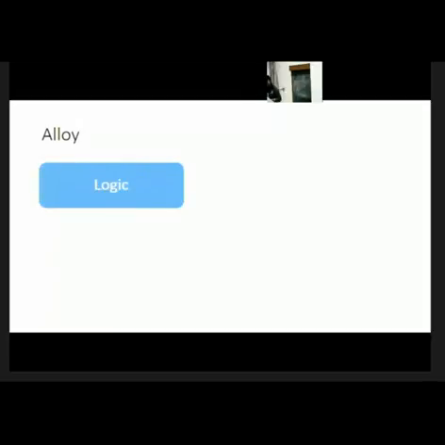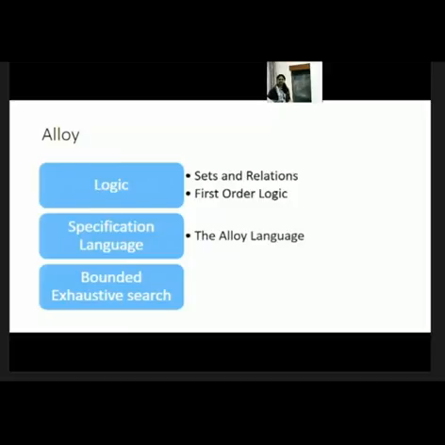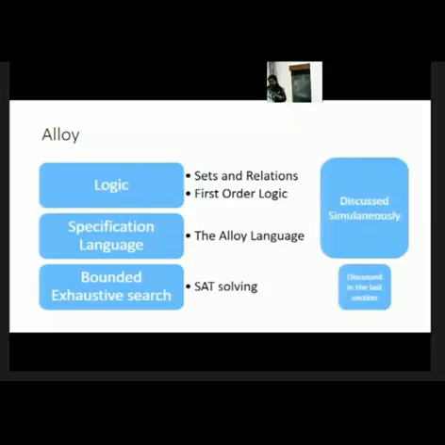As I said, Alloy has logic, it has a specification language, and it has what is called a bounded exhaustive search. Logic has two subcomponents called sets and relations, and first order logic. The specification language is the Alloy language in which you express your models. And then you have the bounded exhaustive search which uses SAT solving. We will first discuss the first two components together because this is the Alloy notation for this particular theory, and we'll discuss SAT solving later when we talk about how the tool exactly works.